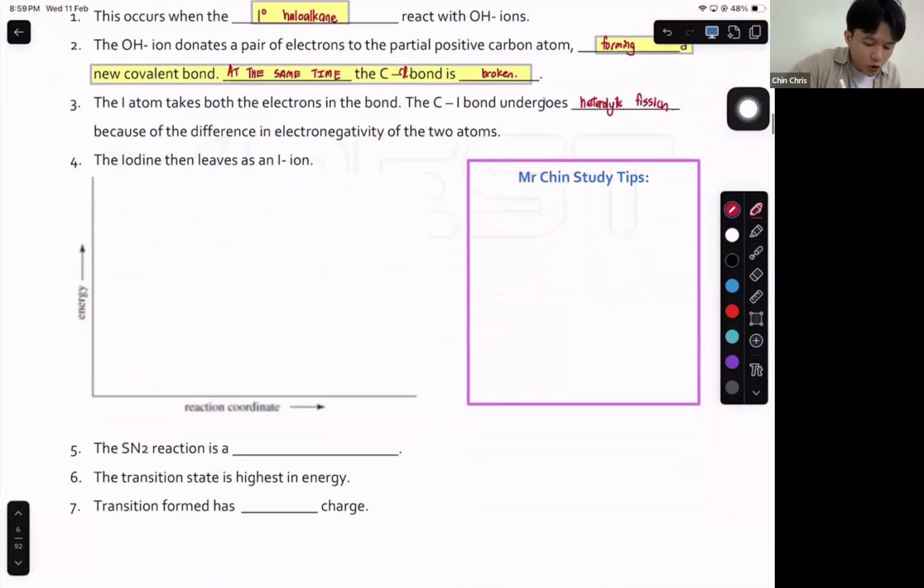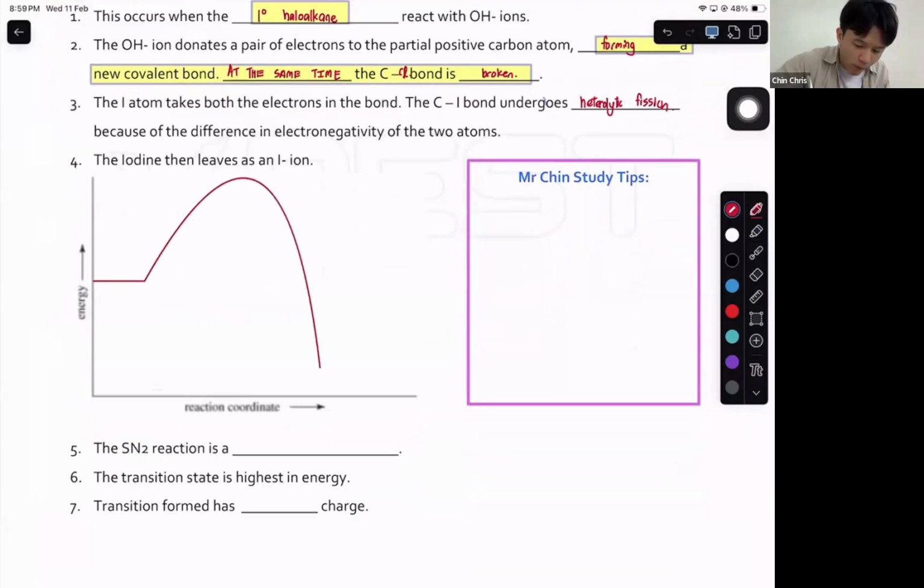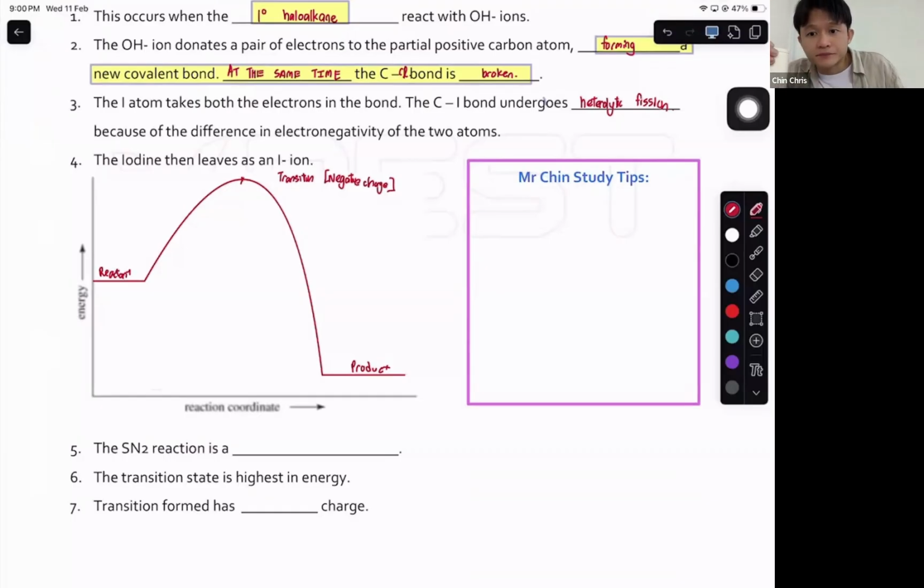Alright guys, for SN2, the graph looks something like that. That's your product, that is your reactant. Your highest transition state here, it's a negative charge, remember. Heterolytic fission means uneven breaking of a covalent bond. You can refer to chapter 13.